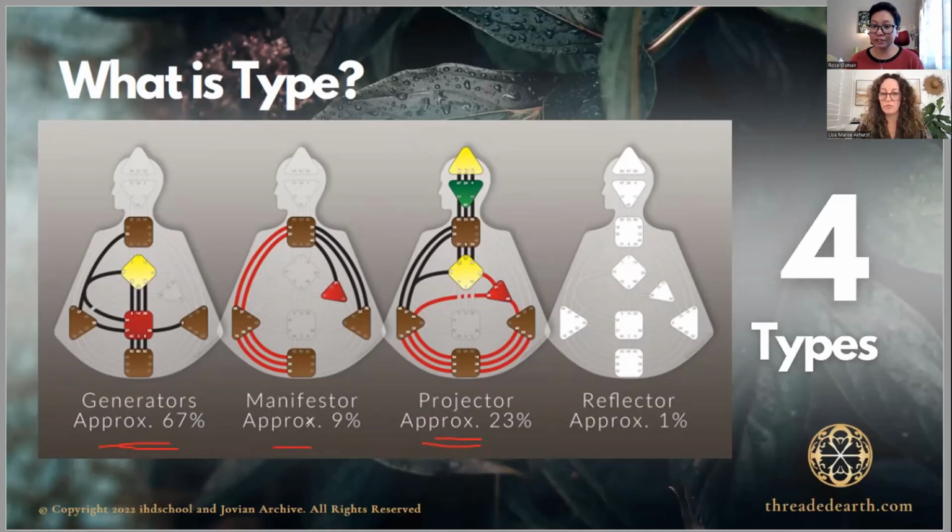A manifestor is here to initiate, to make the first steps, and not wait to respond, right? And a generator is here to respond to life. And a reflector is here to sample everything and tell us what's going on, what's wrong, what needs to be changed, and so on. So that is the types in general. Do you have anything to add to this, or did I miss anything, Lisa? No. Okay.